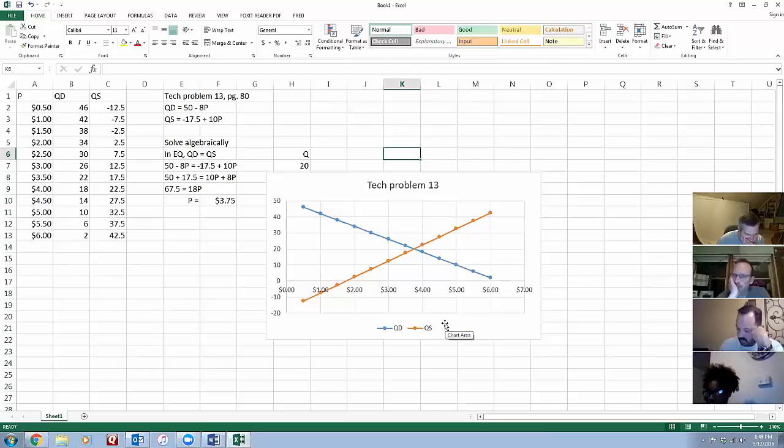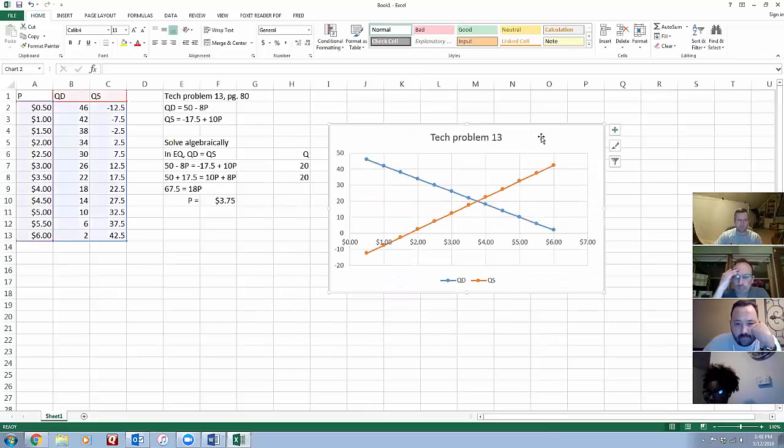So what it's given me, if I just look at this without thinking about it too much, is my demand line, which is blue and sloping down, just like demand curves are supposed to. My supply line is sloping up, like it's supposed to. So things look pretty good.